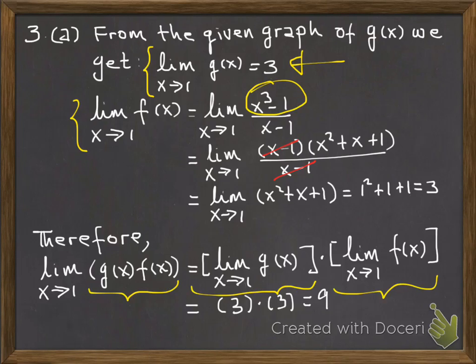So x cubed minus 1 is the same as x cubed minus 1 cubed. So you use the difference of two cubes formula to factor x minus 1 this way. Then x minus 1 will cancel. As a result, we get this quadratic expression. At this point, we can plug in 1 in place of x, so we get the result.